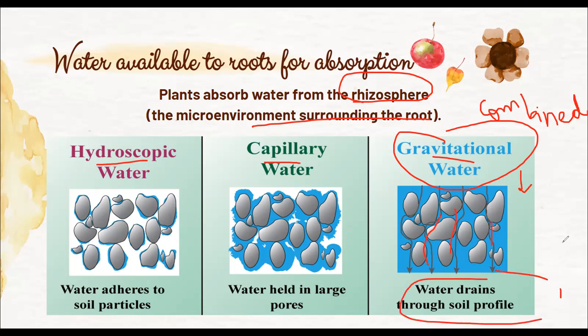So this is not available for the plants to be taken up by the root hairs. The root cannot take gravitational water for absorption because it is very, very deep.